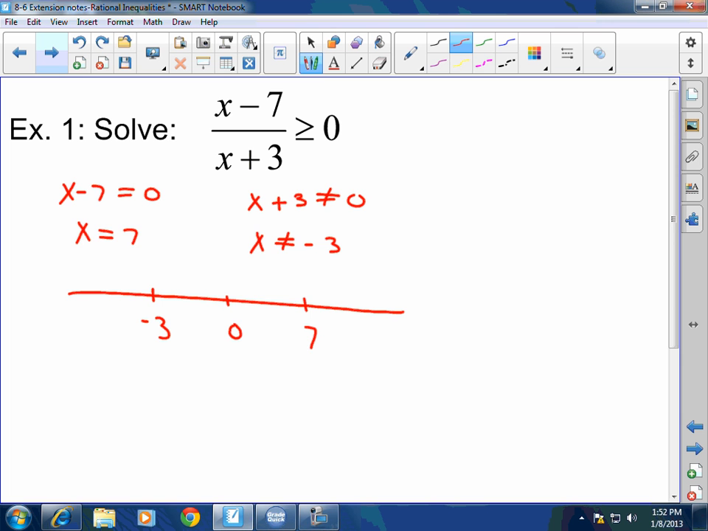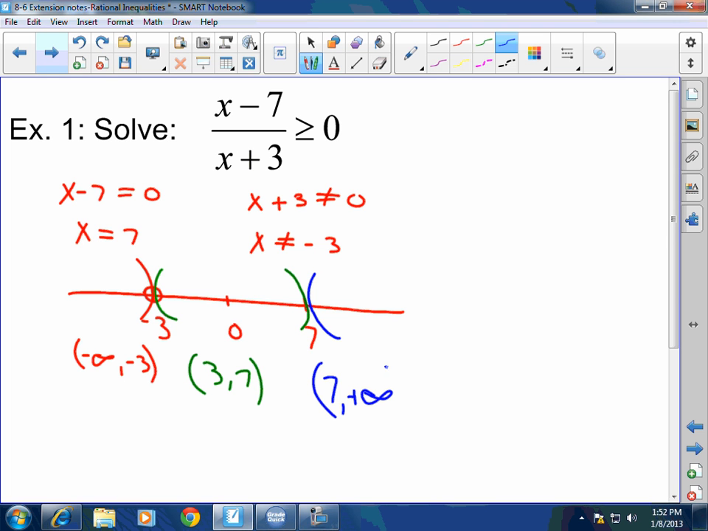This first interval right here is from negative infinity to negative 3, where you could put an open circle if you want, because negative 3 will never be the answer. Then you have the interval between negative 3 and 7. Then you have the interval between 7 and infinity. Before I keep going forward, please make sure that makes sense to you.